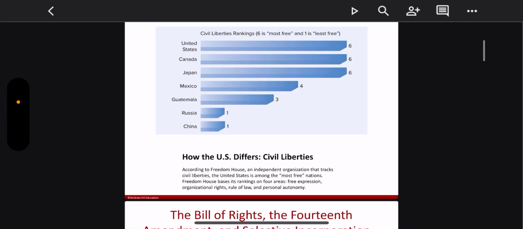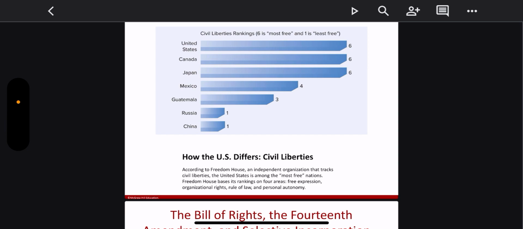So, one of the things that we're going to be talking about first is this idea of freedom, right? And so, the Freedom House, which is a think tank, did a survey several years ago, and they rank ordered the major countries and what it meant to be free. So, here we see the United States with a ranking of number 6, meaning it is the most free. And we see China and Russia with a score of 1, meaning the least free.